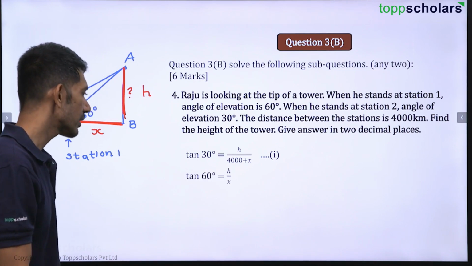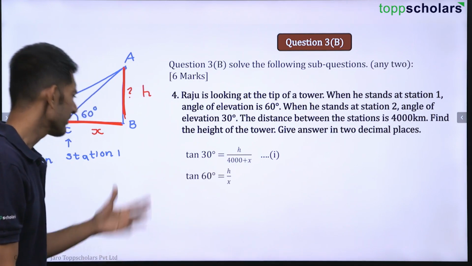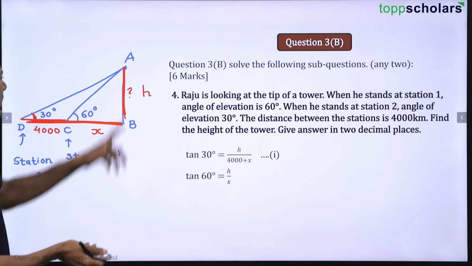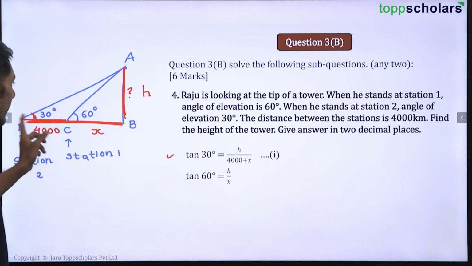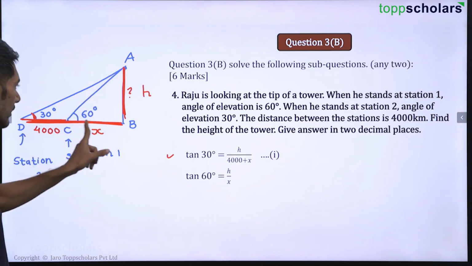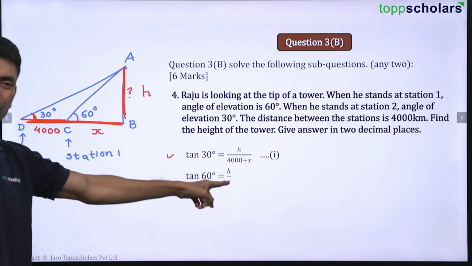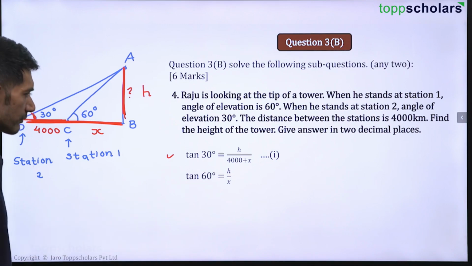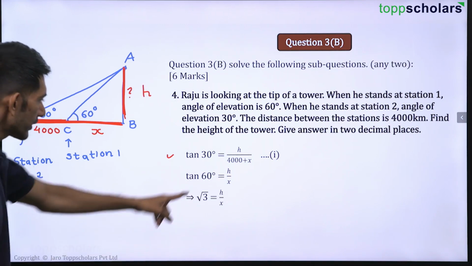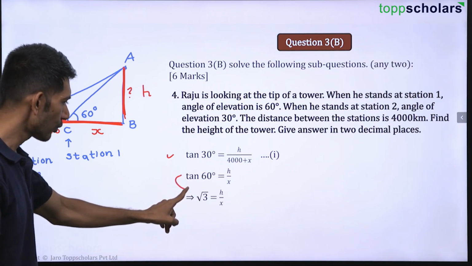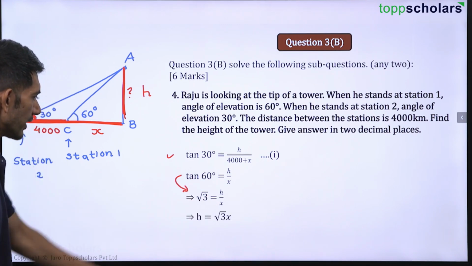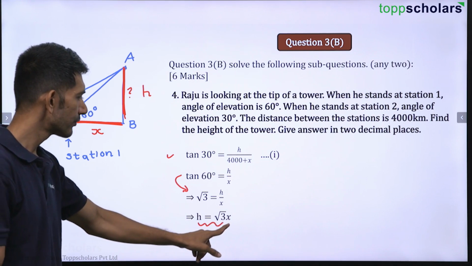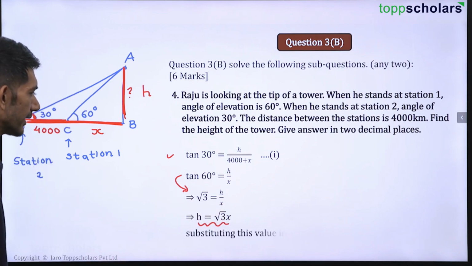Tan 30 is 1 by root 3. Okay, second equation also, no problem. This we have applied in the bigger triangle. In the smaller triangle, that will be h by x, opposite by adjacent, right? So here I can say tan 60 is root 3, which is h by x. So h is equal to root 3x, correct?